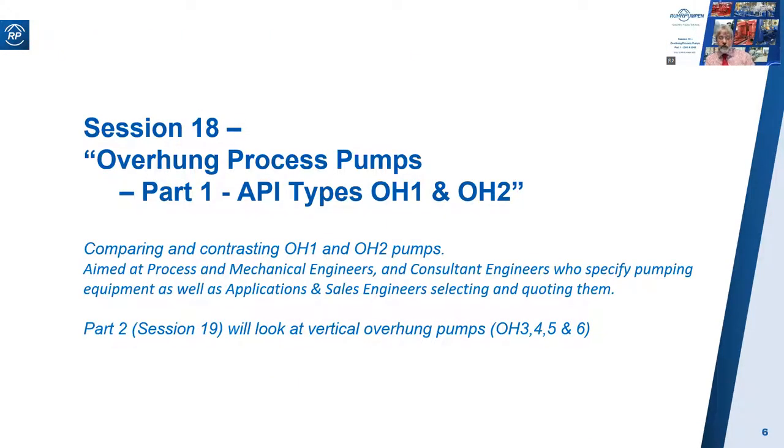Well, here is what we're going to cover today: overhung process pumps type OH1 and OH2, comparing and contrasting their features and uses, and covering when each is the more appropriate choice. Now, I had intended to cover the vertical overhung pumps, OH3, 4, 5, and 6, in this session as well, but I decided that it would be too much material for one session, and quite frankly, they deserve a session of their own. So that will be the next session in 3 weeks' time.